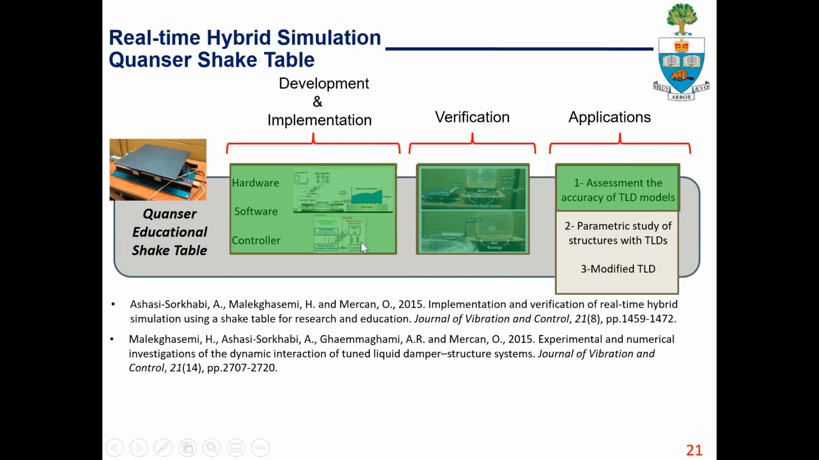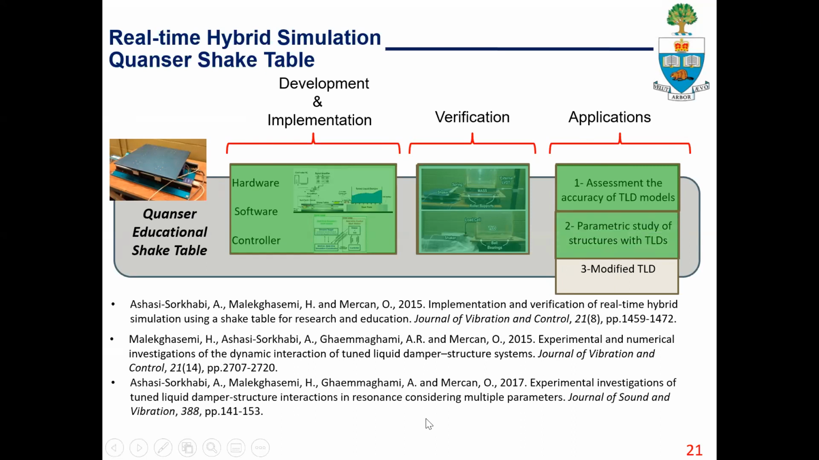But in this hybrid platform, we were only using the TLD, the tuned liquid damper, as the experimental substructure, and we were modeling the rest in a computer, which enabled us to do a very detailed study where we were able to change the frequency ratio, mass ratio, damping ratio between the TLD and structure quite easily. Whereas if you needed to do this on a shake table, you have to build a separate structure to change each of these parameters.